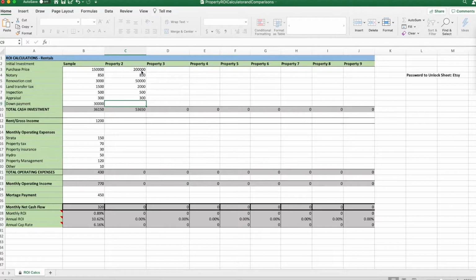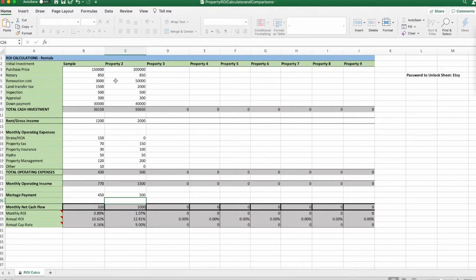Okay, and I'm going to calculate, say, 20% down payment on that. Let's say this property makes $2,000 a month rent. Let's say it's a house, so it doesn't have a strata or HOA. Strata is what we call it in Canada.